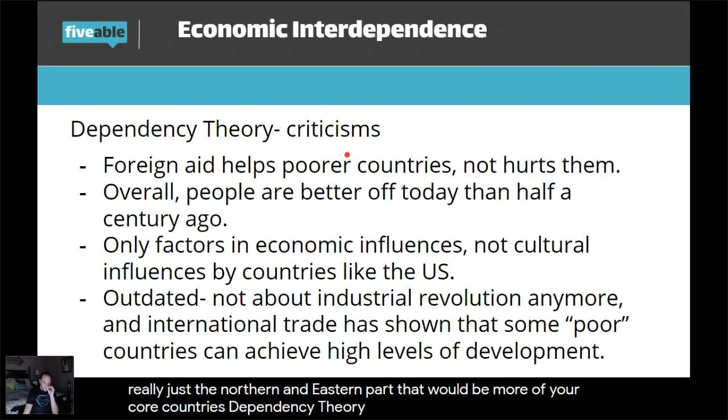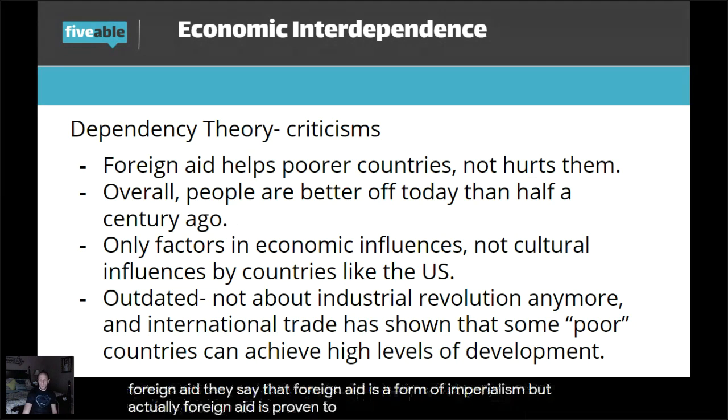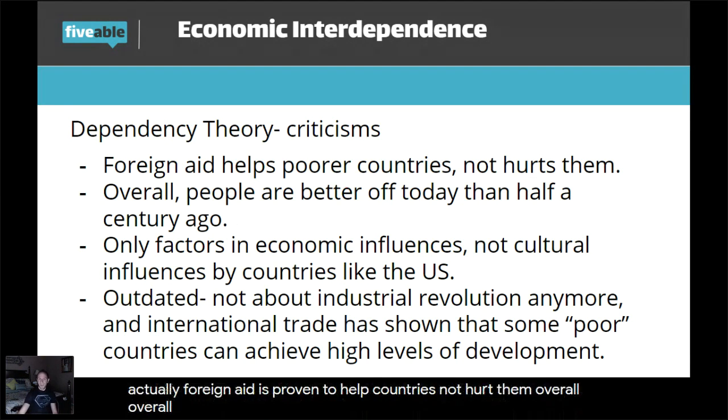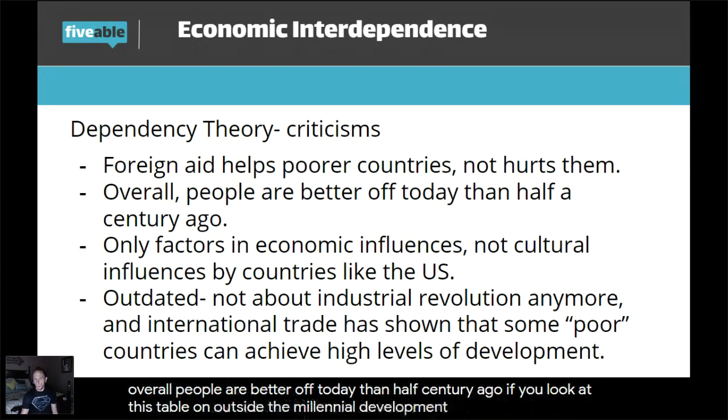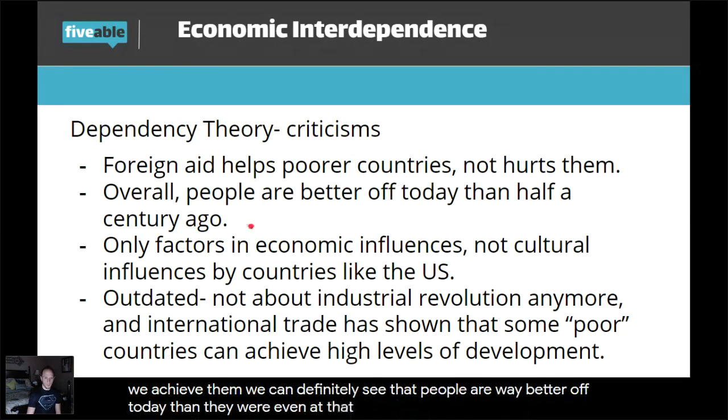Dependency theory criticisms, just to go over really quick. They say that foreign aid is a form of imperialism, but actually foreign aid is proven to help countries, not hurt them overall. Overall, people are better off today than half a century ago. If you look at the Millennium Development Goals, and whether or not we achieve them, we can definitely see that people are way better off today than they were even at the turn of the century.